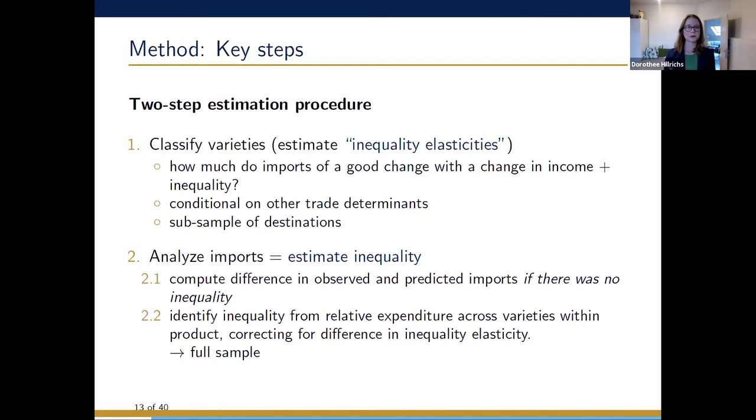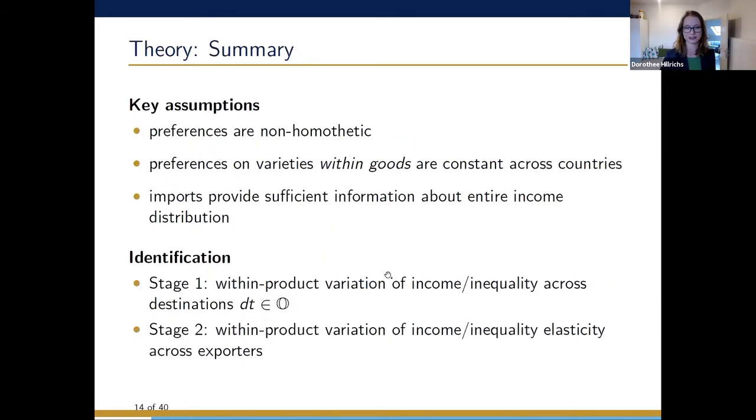And then in the second step, we recover the inequality. This is sort of the main step. So here we analyze imports. Now we're no longer looking at the country that is exporting the products, but we're looking at, let's say, how much Brazil is importing of French wine, how much it is importing of Greek wine, and then we compare the actual imports to what it would import if there was no inequality. And then the discrepancy between these 2 points is exactly the discrepancy between the 2 lines that I showed you in this little example. And this will give us the inequality estimate.